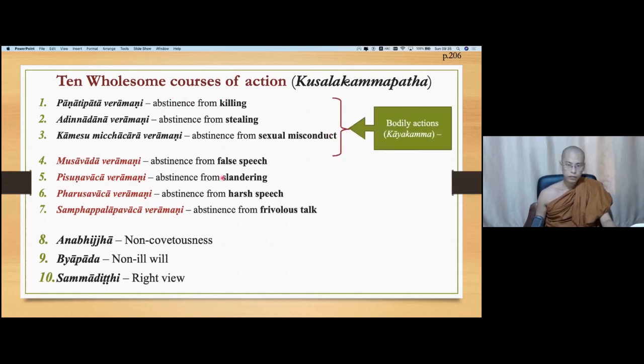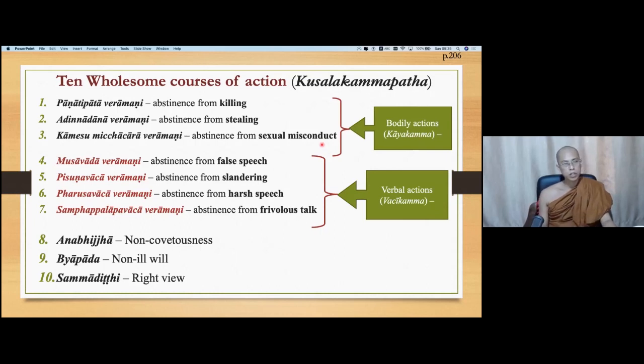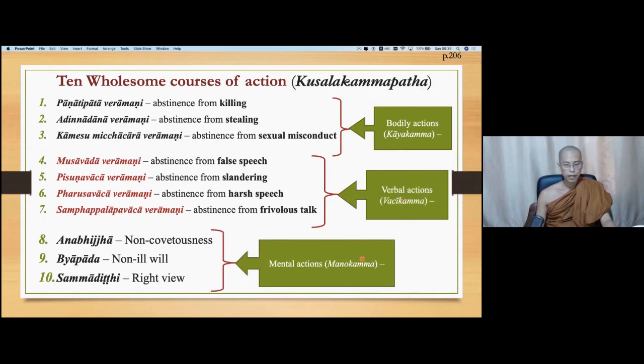Then this can also be divided into 3. The first 3 are Kāya Kamma, in the same way as the classification of the 10 unwholesome courses of action. The middle 4 are verbal action, Vacī Kamma. And the last 3 become the mental action, Mano Kamma.